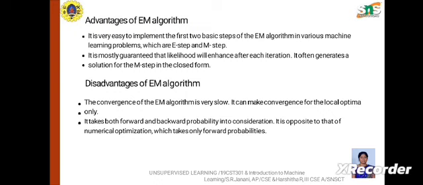The next thing is the disadvantages of the EM algorithm. The convergence of the EM algorithm is very slow. It can converge to a local optimum only. It takes both the forward and backward probability into consideration, opposite to numerical optimization, which takes only the forward probabilities. So these are the advantages and disadvantages of the EM algorithm.